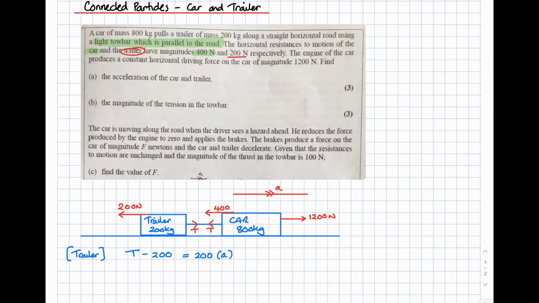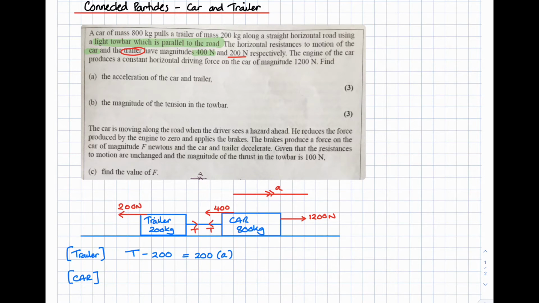Now you can see there's an issue with this equation here straight away, because we can't use it since we don't know what A is, the acceleration, and nor do we know what T, the tension, is. But that's an equation of motion for the trailer. We can do the same thing for the car. So what forces are there acting on the car?